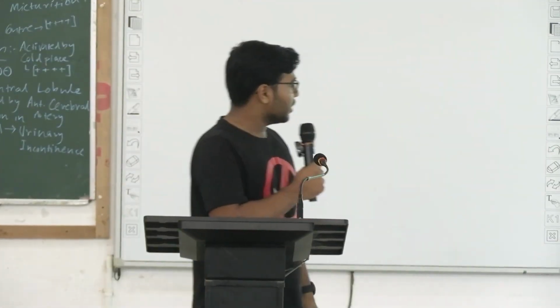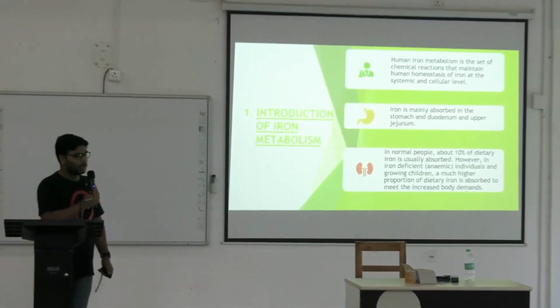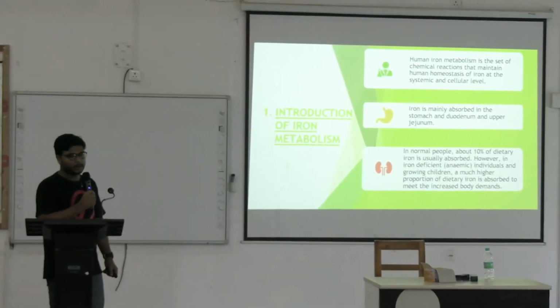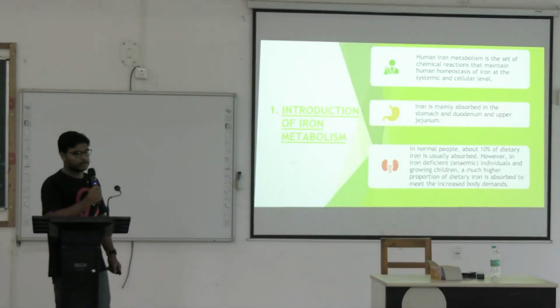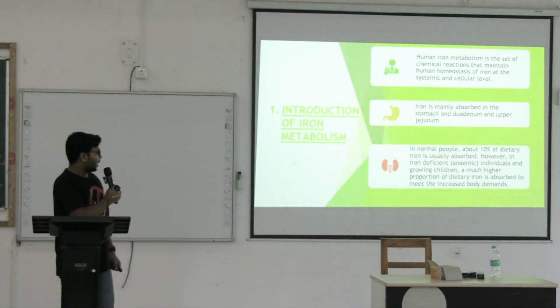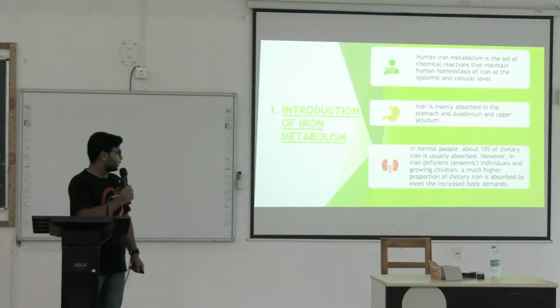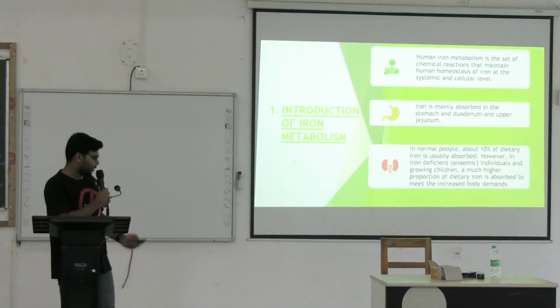Iron metabolism. Iron is mainly absorbed in the stomach, duodenum and upper jejunum. In normal people, about 10% of dietary iron is usually absorbed, but in anemic individuals and growing children, a much higher proportion of dietary iron is absorbed to meet the increased body demands.